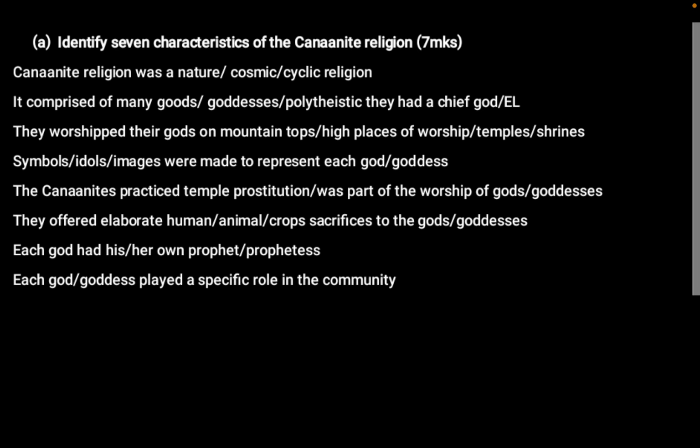They had high places of worship. For example, the mountaintops, the temples, the shrines. You can say symbols or idols were made to represent each god or goddess. Images or idols were used to represent each god or goddess with a small g. They practiced temple prostitution. Or you can say temple prostitution was part of their worship.